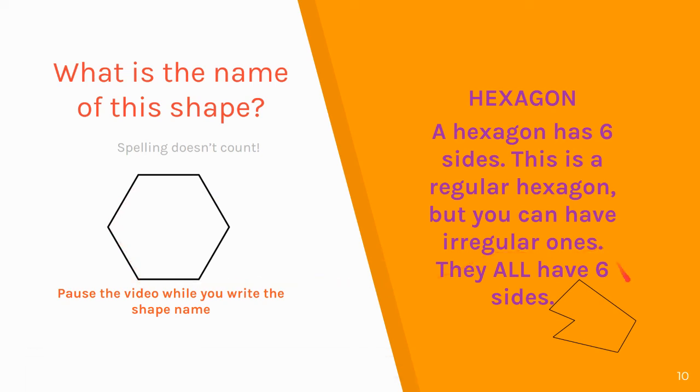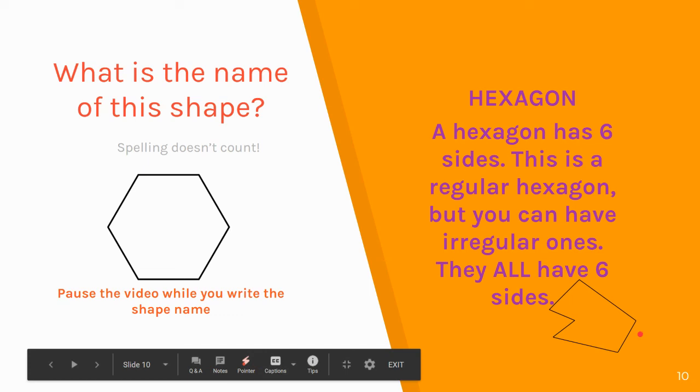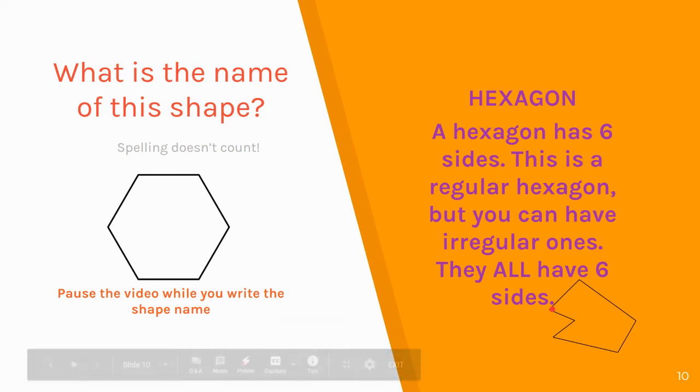But look at this one over here. We can have what's called irregular hexagons too. This irregular hexagon has 6 sides. You can count them. 1, 2, 3, 4, 5, 6. So it is still called a hexagon because it has 6 sides. They're just not all the same length.